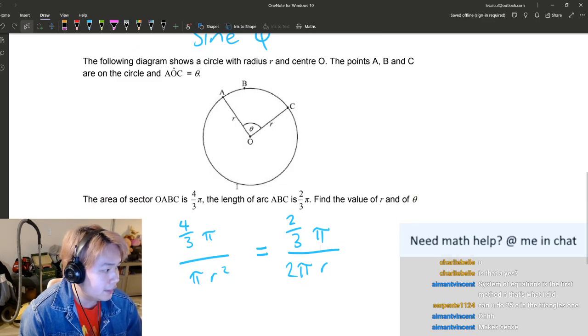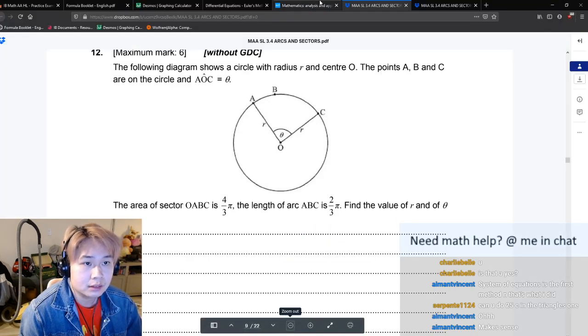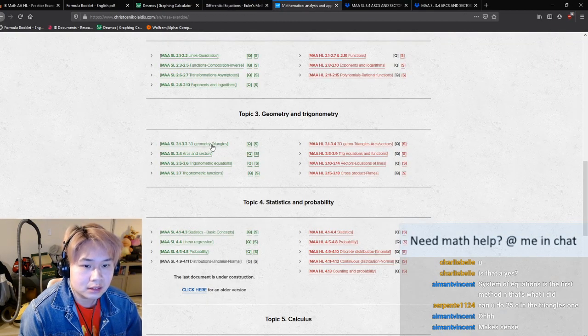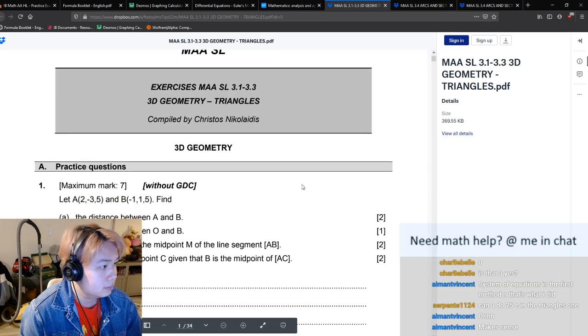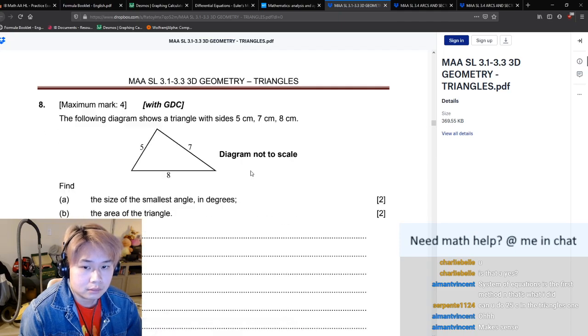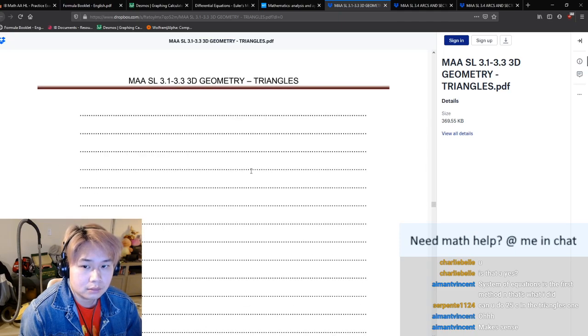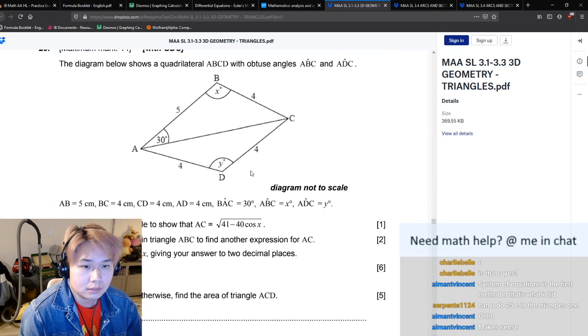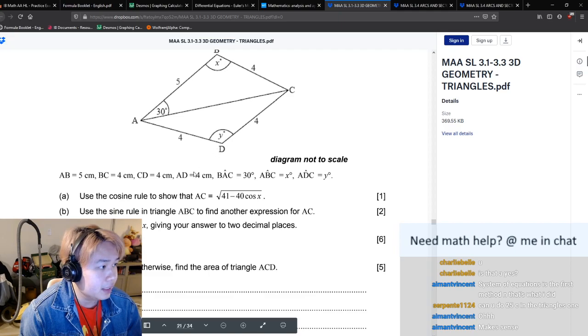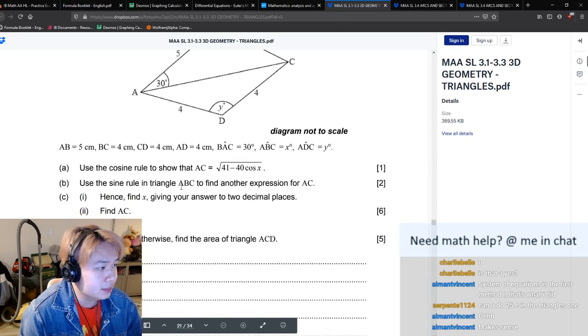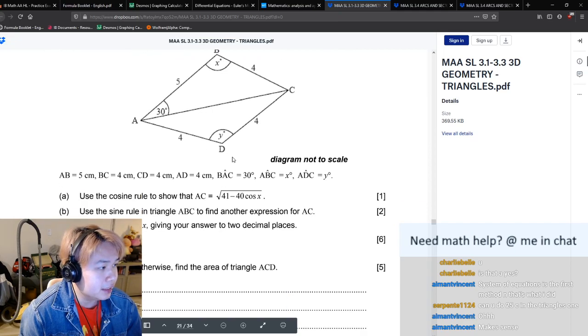Can you do 25C in the triangles one? Triangles one... This one? Okay, so we have this set up. And then you need to show, using cosine rule, that AC is going to be this. So that should be pretty straightforward. And then use the sine rule in triangle ABC, and then find another expression for AC.